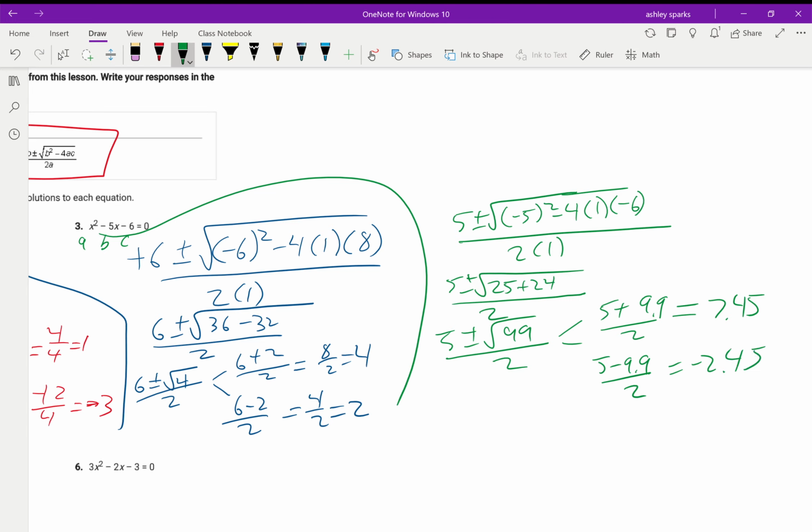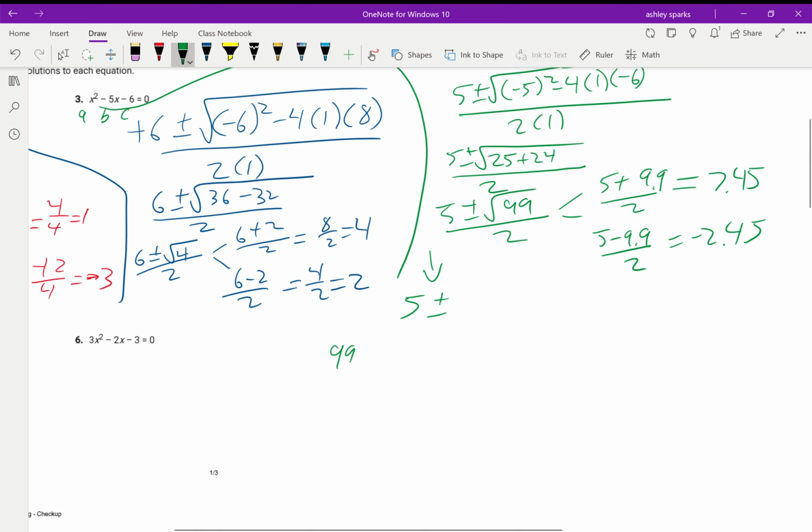That would be, maybe your answer choices are still in, they have the radical in them. You could make them into decimals. The other way to have done this problem would be 5 plus or minus, and we want to bring things out of our radicals. We're looking for perfect squares.